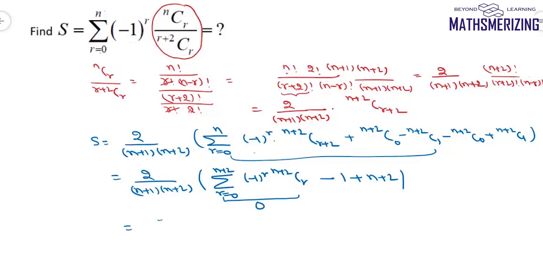So I'll write it as 2 upon (n plus 1)(n plus 2) into, it will be n plus 1. So n plus 1 will cancel. So I'll get this result as 2 upon n plus 2. So the answer to this question is 2 upon n plus 2.